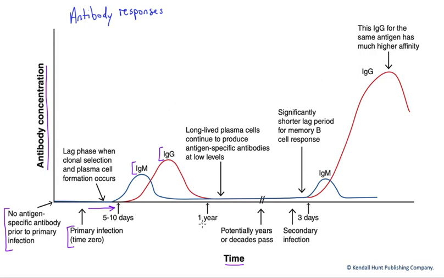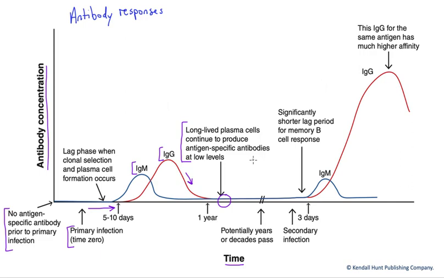Now, after about a year, what we see is our antibody levels are going to taper off dramatically. Now, they don't fall quite to zero, though, right? And they don't fall to zero because we have what are called long-lived plasma cells that are going to continue to produce antibodies to this foreign antigen for many, many years.